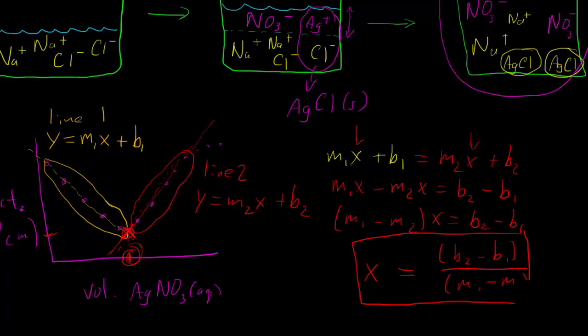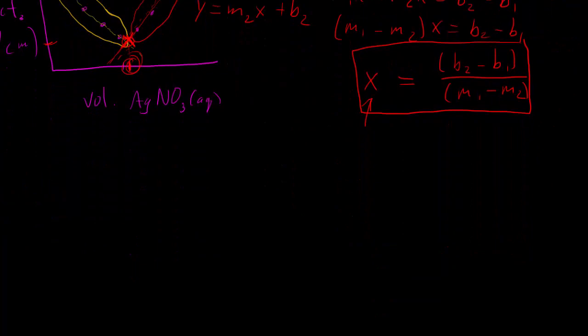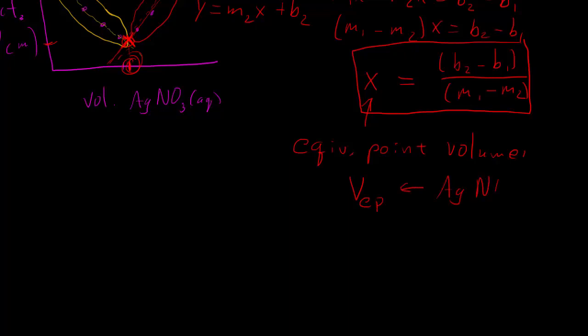So we just need to do the data analysis where we take the data from our two line segments here, we figure out the slopes and the intercepts, and then we plug them into this equation, and this is going to tell us our equivalence point volume. And so that's what you're always after in titration. You want to figure out the equivalence point volume. And so that's going to be our volume. I'm going to call that V sub EP, right? And that's the volume of our silver nitrate solution.